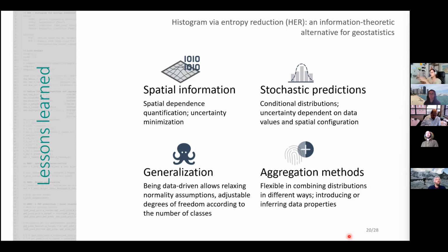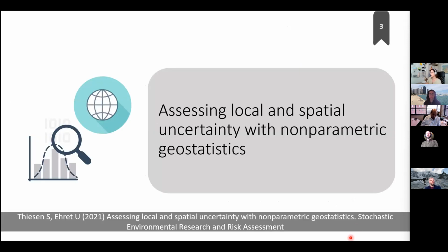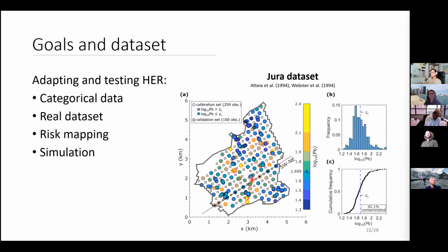And considering all of this, the next paper applies HER to a real data set. And here we use it to assess local and spatial uncertainty. The goal of the study is to further adapt HER to handle categorical data and to test it in a real problem. And besides that, to avoid the smoothing effect of the interpolation, we have extended HER to simulate fields that replicate the spatial variability of the data set.